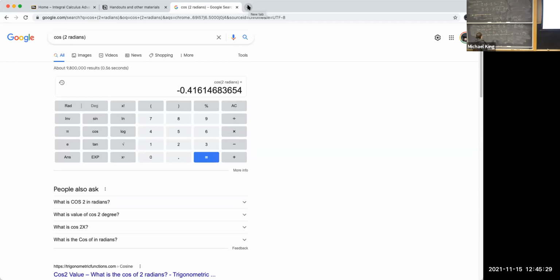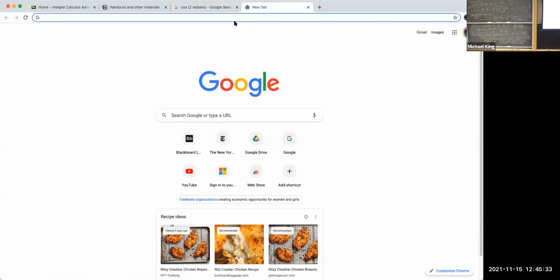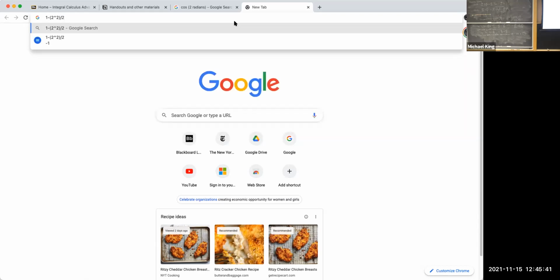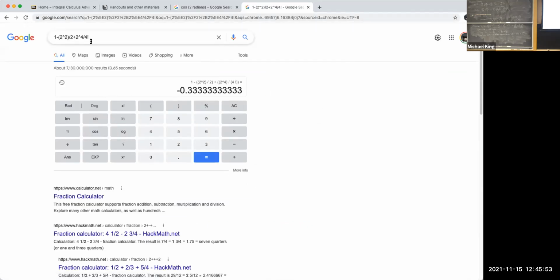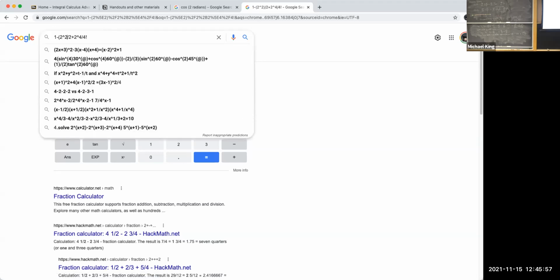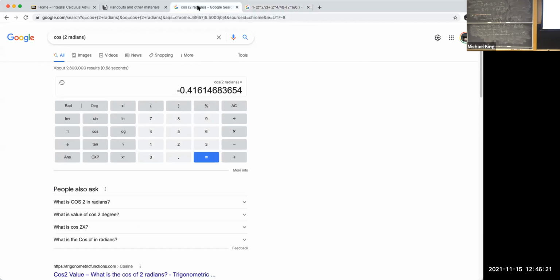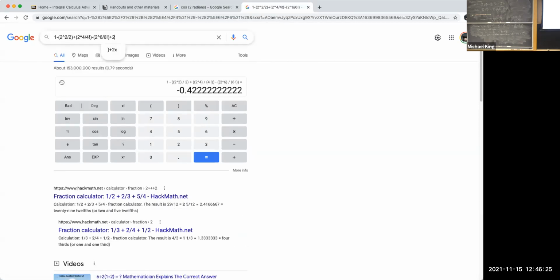So if I just try plugging in 1 minus 2 squared divided by 2 factorial, which is just 2, plus 2 to the 4th over 4 factorial. What does that equal? Oh wait, I think I did that wrong. I think I needed to put parentheses around things differently. Sorry. Oh no, that is right. Okay. So this was minus 0.416. Let me do another term. Minus 2 to the 6th over 6 factorial. Minus 0.42. It's getting closer, right? Plus 2 to the 8th over 8 factorial.